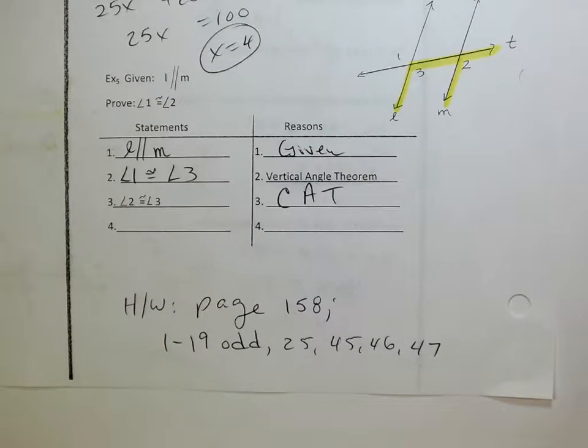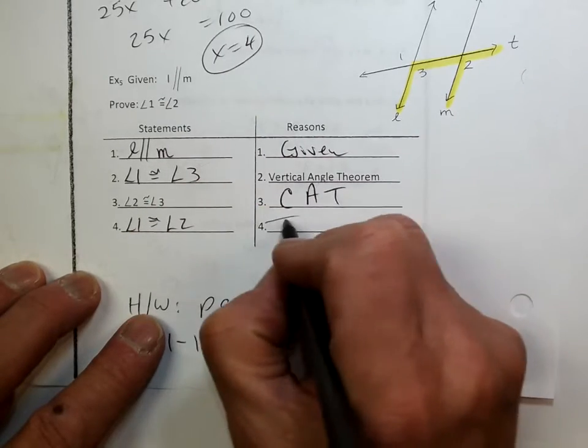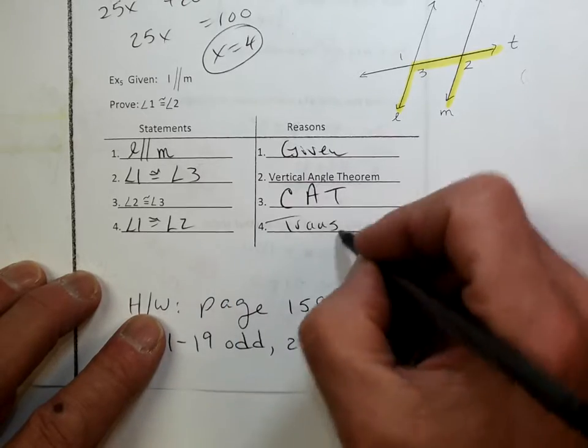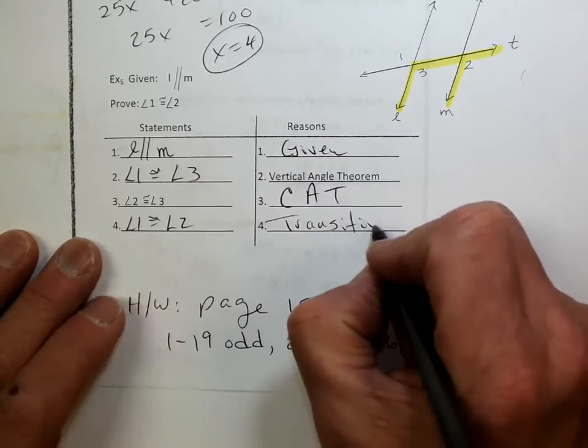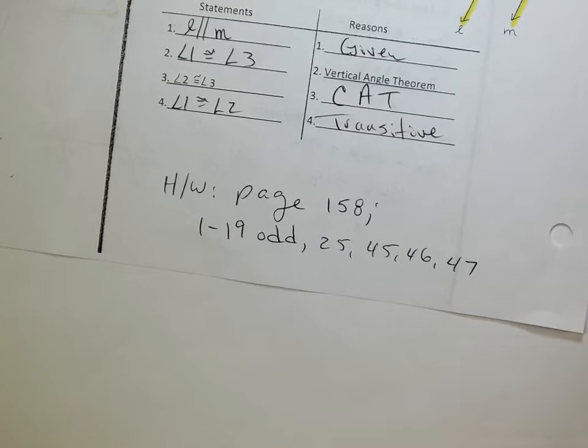Now, you ready? If Mason's as cool as Kurt, then Kurt and I are as cool as each other, right? So if 1 is equal to 3 and 3 is equal to 2, what can you say about 1 and 2? By transitive, right? So I'm going to say angle 1 is congruent to angle 2 by transitive. Or you could say substitution. They're kind of almost interchangeable. Okay, how was that? It wasn't such a hard proof, was it?